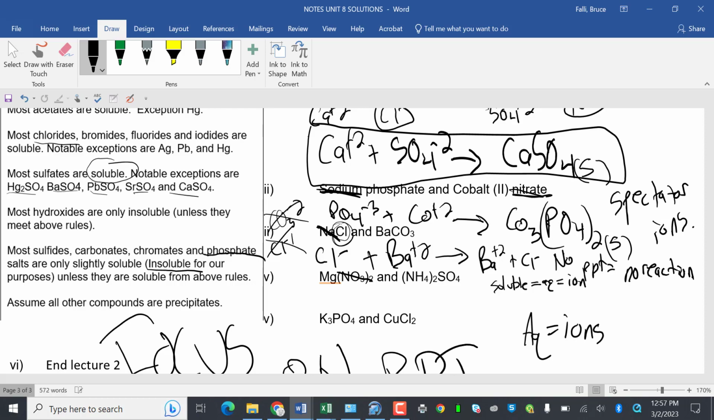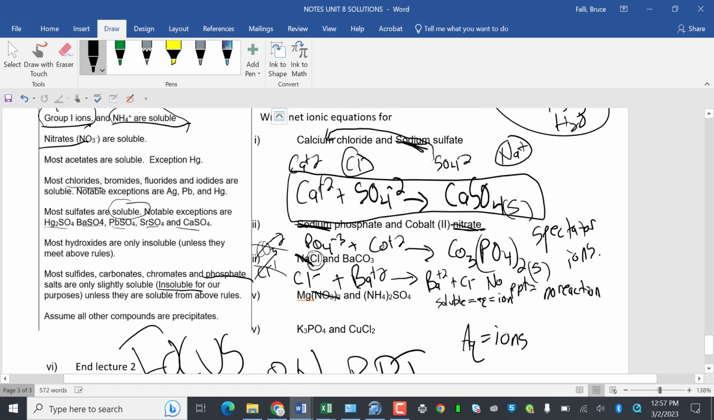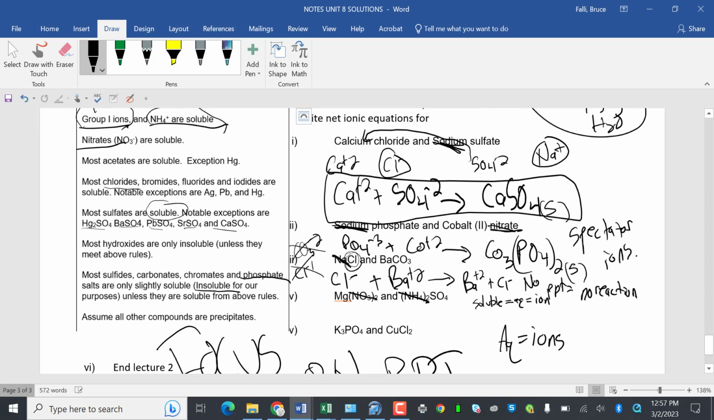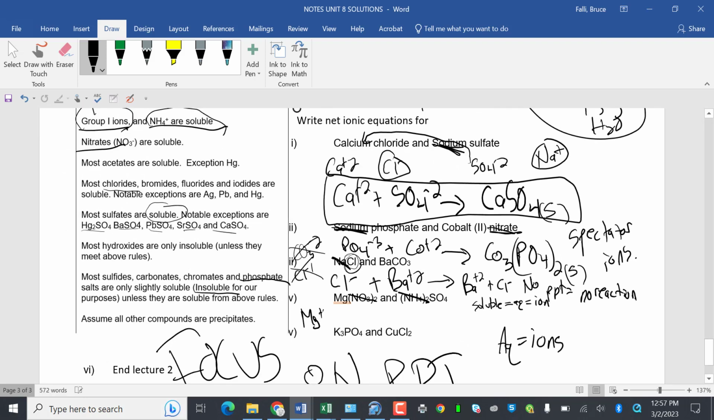So, this next one. Nitrates are always soluble. And ammonium, always soluble. So I have Mg plus 2 plus SO4 negative 2. Maybe I get MgSO4 solid. Let's take a look. Sulfates. So magnesium's not group 1. Most sulfates are soluble. Exceptions are mercury, barium, lead. So this isn't an exception. So it's soluble, which means it's aqueous, which means it's ions, which means this one is no reaction.